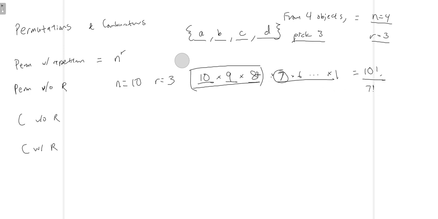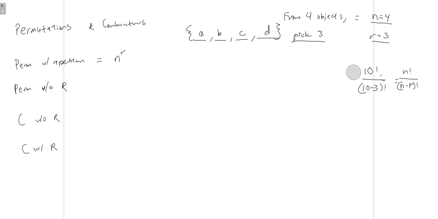Where do I get the 7? The 7 is just from 10 minus 3, so 10 minus 3 factorial. So I can write this as n factorial over n minus r factorial. So if I want to pick 3, and the order does matter, but I cannot repeat, then the number of different ways I can do that is n factorial over n minus r factorial.